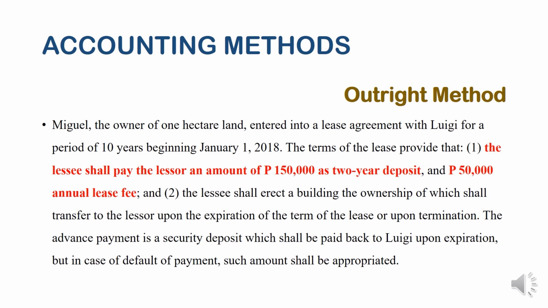Second, the lessee shall erect or construct a building. The ownership of such building shall transfer to the lessor upon the expiration of the term of the lease or upon termination. The advance payment, that 150,000, is a security deposit, which shall be paid back to Luigi, the lessee, upon expiration. But in case of default of payment, such amount shall be appropriated, meaning in case Luigi, the lessee, failed to pay the annual lease fee, then the 100,000 shall be considered or appropriated as payment.